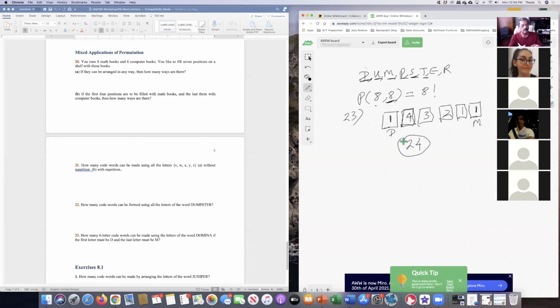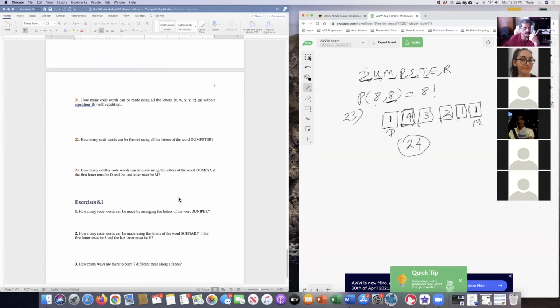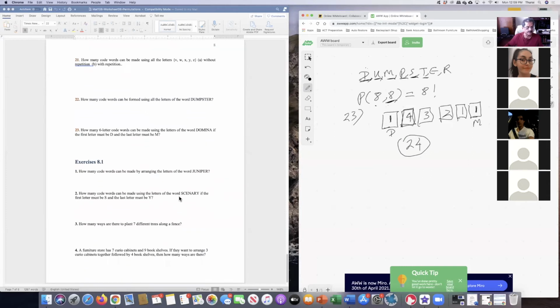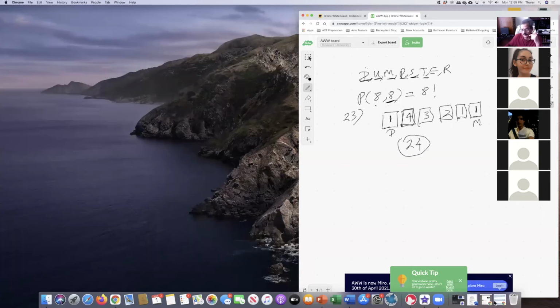So if they give you this kind of a question, then you may have to go to the box method instead of permutations. Okay, so that finishes that. And so that finishes the topic of permutations. And we're going to go to the next worksheet, which is about combinations.